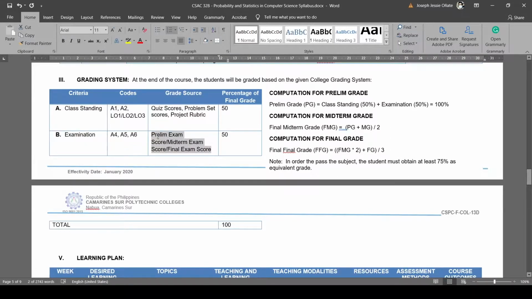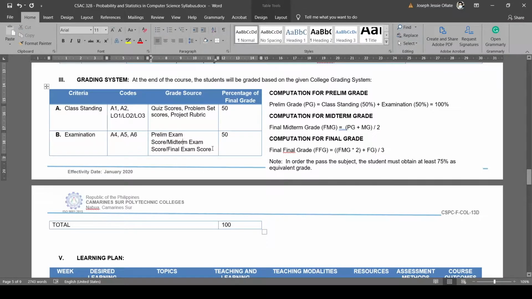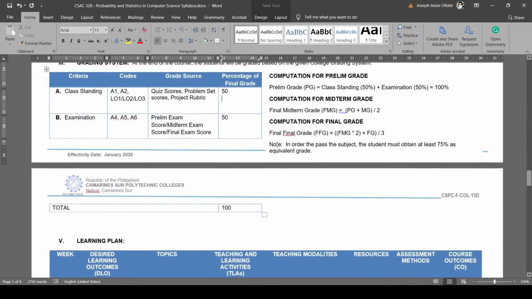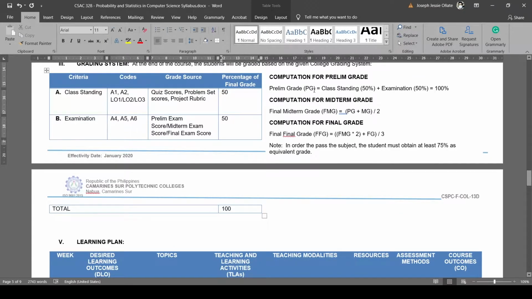If you fail to pass the examination, I will give a remedial examination for you if you're willing to take it. Please remember that the grading system is different. Class standing is 50%, examination is 50%. So if you are low in examination as well as in class standing, there's a tendency that you will fail the course.